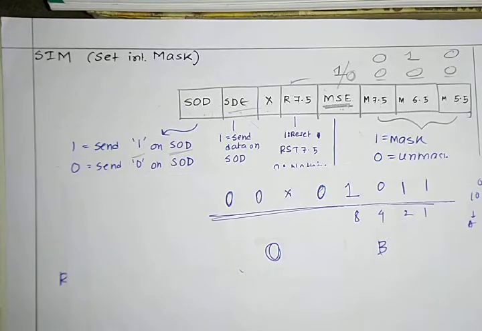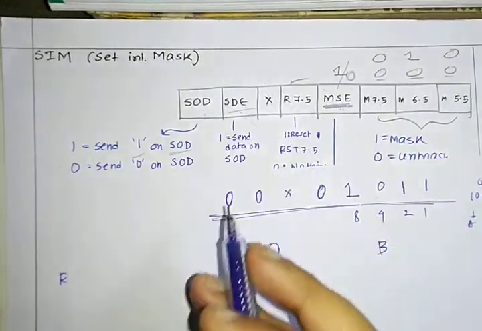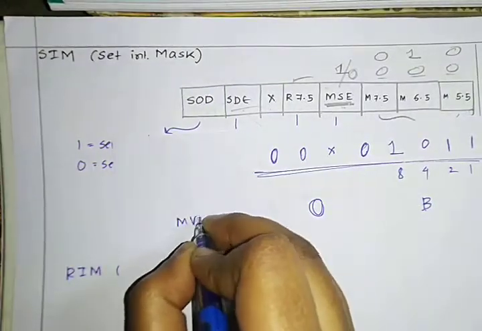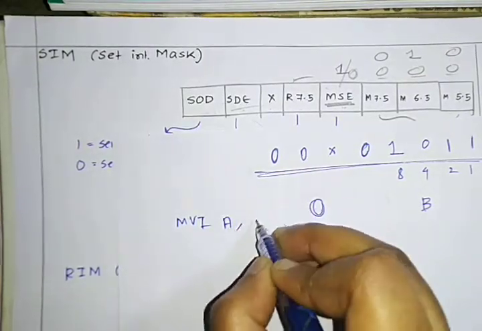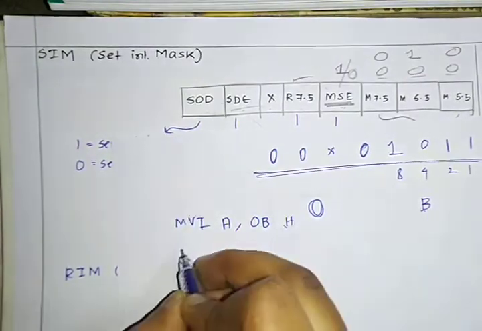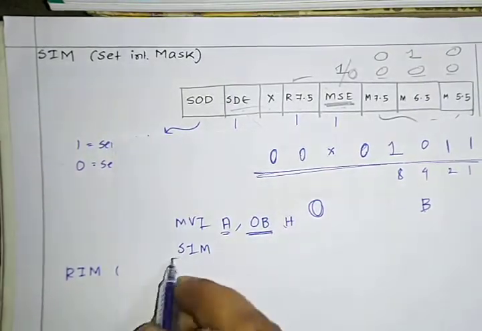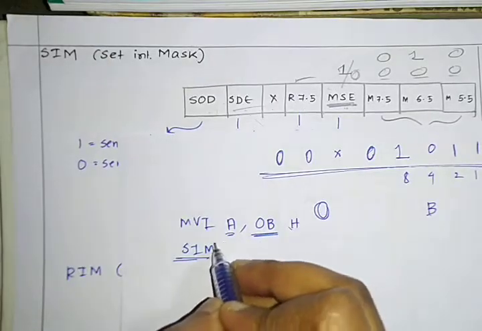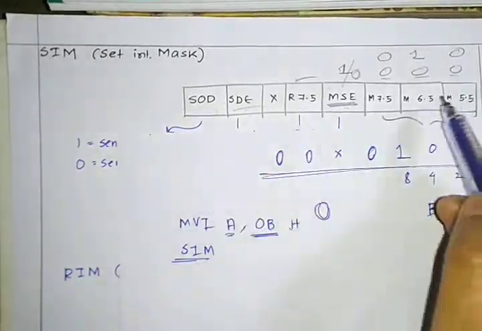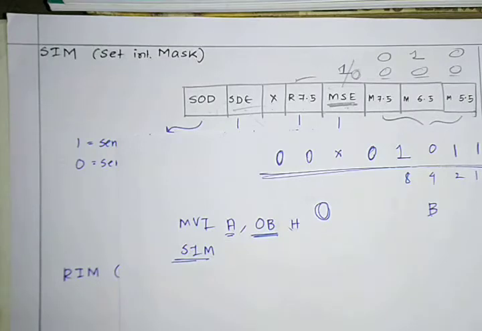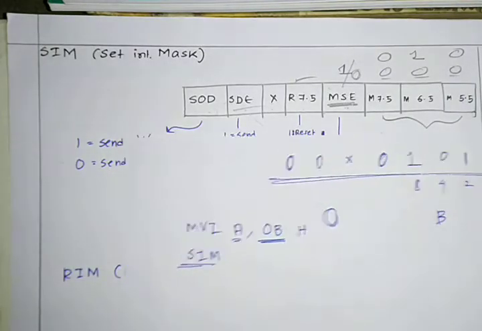Now whatever operation you perform, the main player is the accumulator. So if you want to perform these operations using the same instruction, what do you have to do? First MVI A, 0BH, and then just do SIM. So A will store 0B, and when we write SIM, this A will just contribute the bits according to this pattern. Okay, this is how the SIM instruction gets executed.